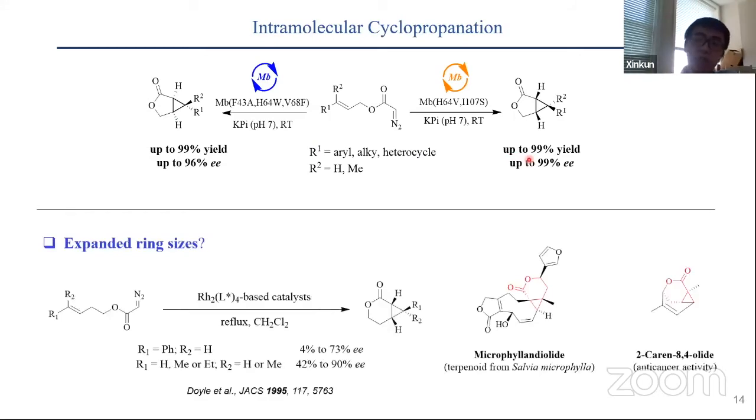As always being curious, we then asked the question if we can extend this methodology to expanded ring sizes, for example, to make the cyclopropane-fused 6-member lactones. Cyclopropane delta lactones are actually very valuable motifs that are found in many natural products and drugs. And there has been no satisfactory methodology for their synthesis. The only chemical method was reported by the Doyle group, in which they used a rhodium-based catalyst. And this method was limited by the narrow substrate scope and modest levels of enantioselectivity.